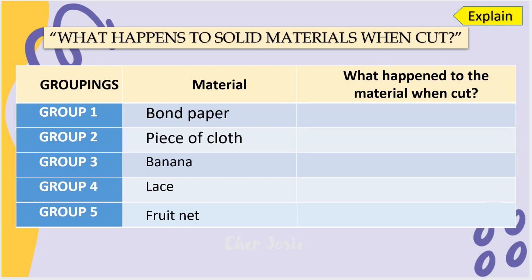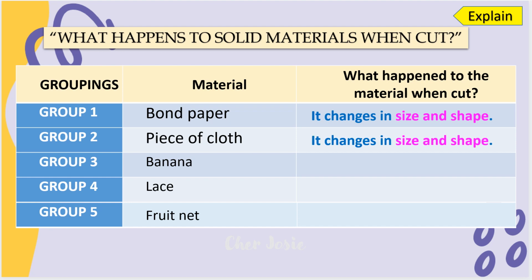Now, let's check your answers. For group 1, you use bond paper and a cutter, or some of you use scissors. Okay, so what happened to the material when cut? Very good. It changes in size and shape. What about you, group 2? What happened to the piece of cloth? That's right. It changes in size and shape.